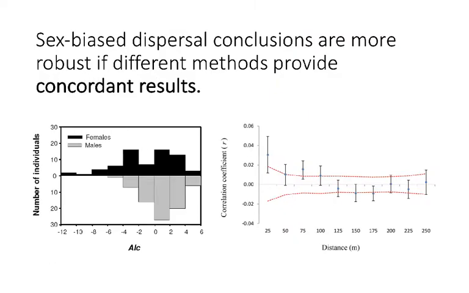So we've talked about a bunch of different ways you can determine if sex bias dispersal is happening using molecular data. One of the ways we can be really confident in our results is if we have what are called concordant results. In other words, if we do several of these different types of analyses, say we did assignment indices and spatial autocorrelation analyses, and both of those types of analyses give us the same information, say they both tell us that female bias dispersal is happening, we can then be more confident in our results because we have several different methods giving us the same answer.